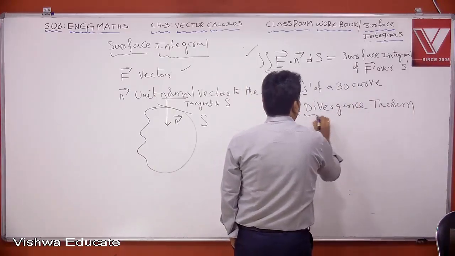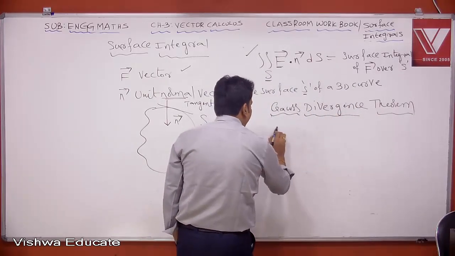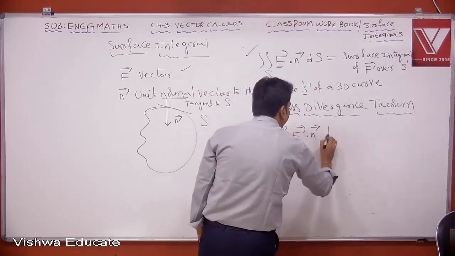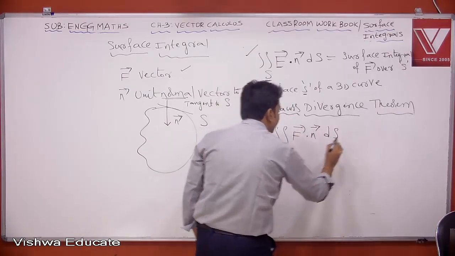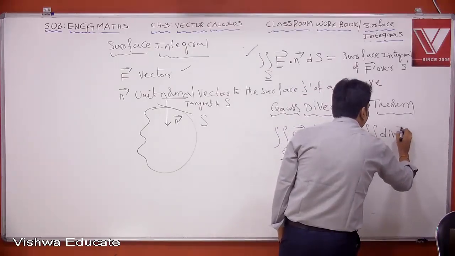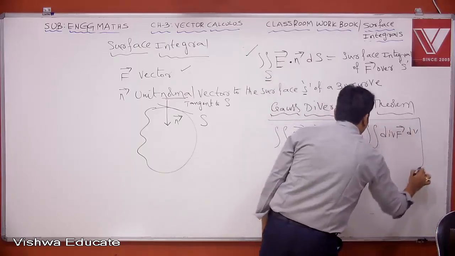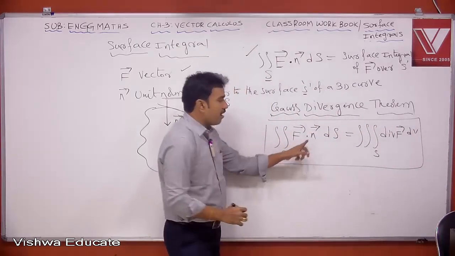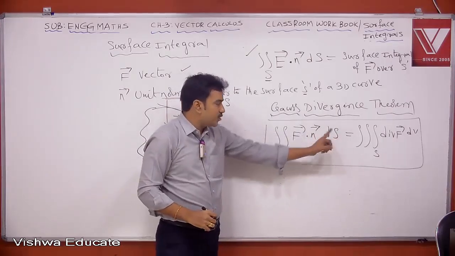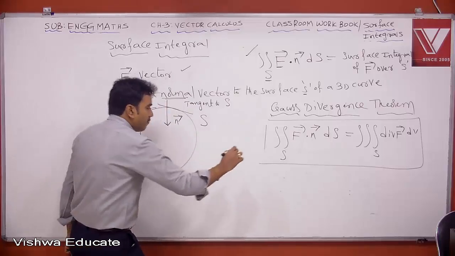Now let us see what it indicates. It connects a triple integral and a surface integral. Therefore, the double integral of f bar dot n bar ds over the surface S is given by the triple integral of divergence f bar dv. So this is the connection between a surface integral and a volume integral, just by finding the divergence of this vector. Very famous result.